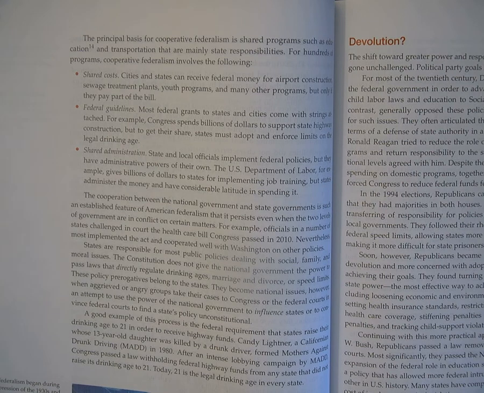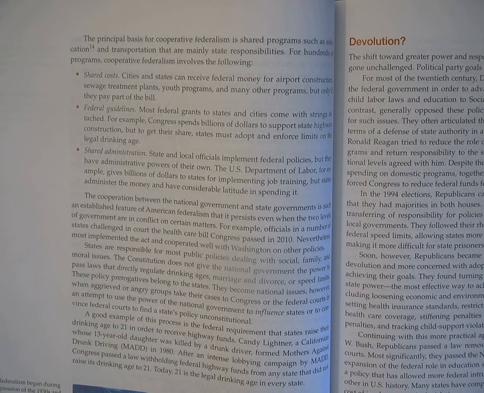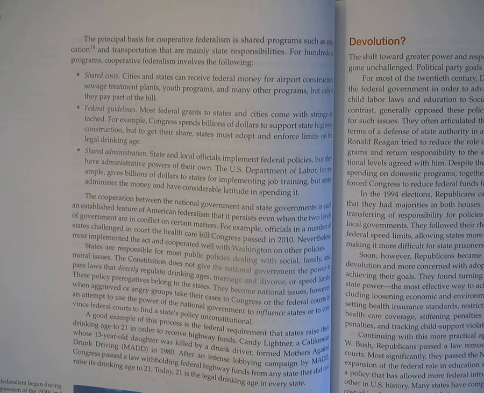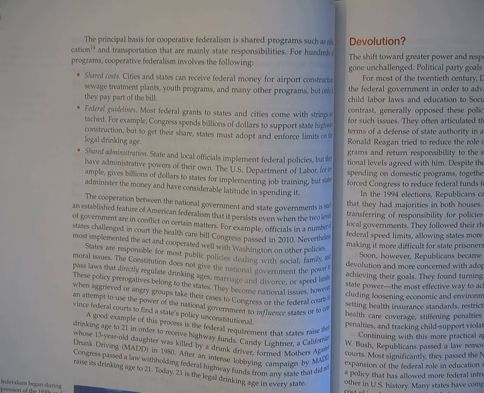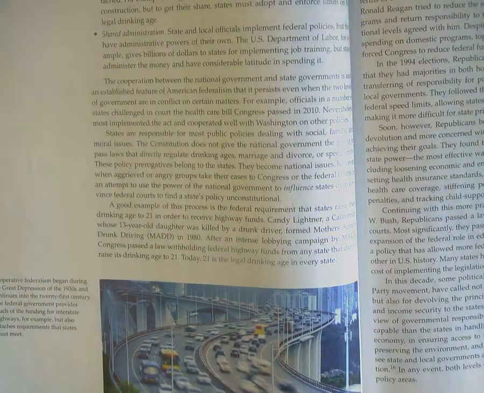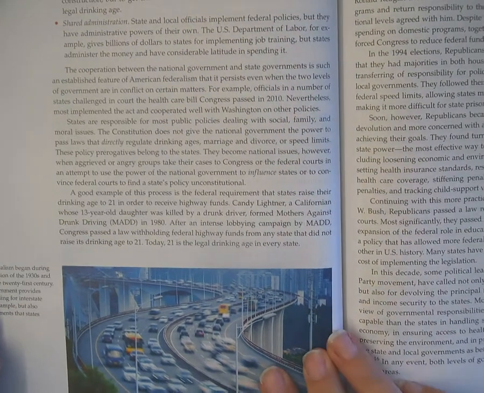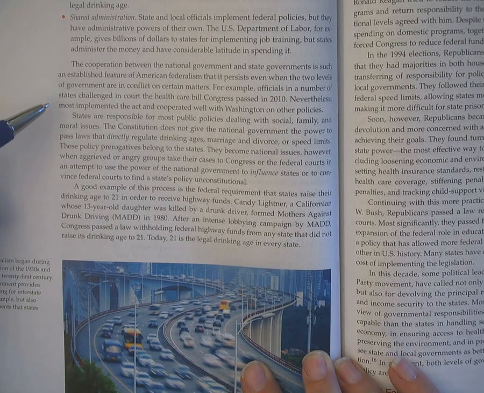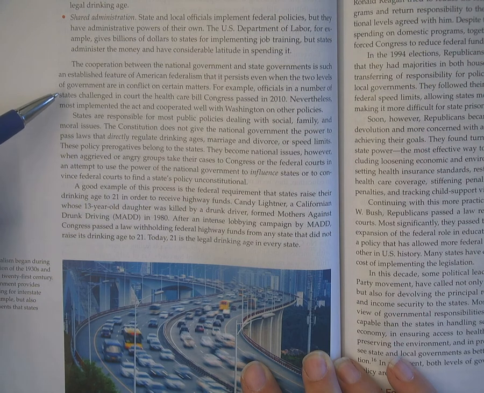Some money is coming from the federal government. Some of the money for the programs is coming from the state government. And the state has to follow rules in order to get the federal money. The cooperation between the national government and state governments is such an established feature of American federalism that it persists even when the two levels of government are in conflict on certain matters.